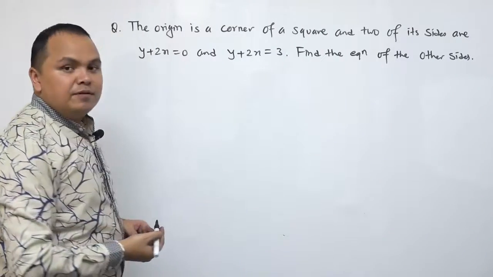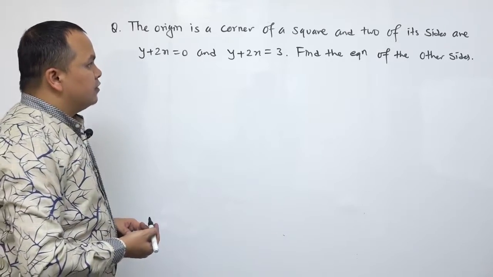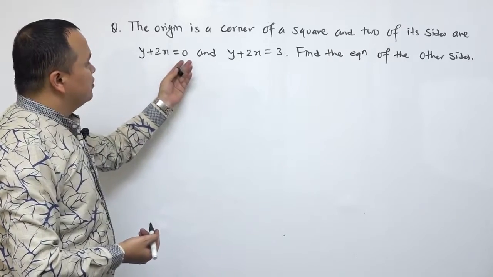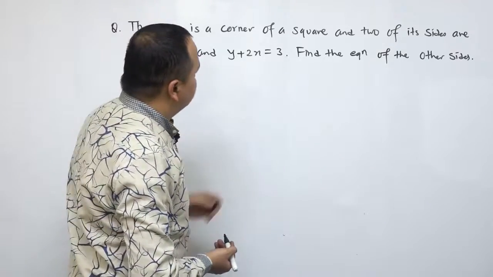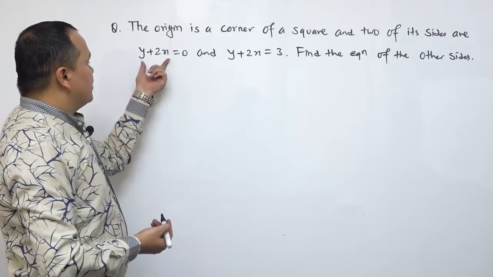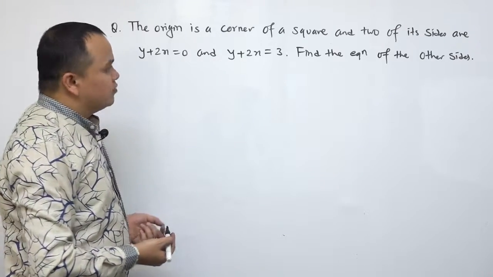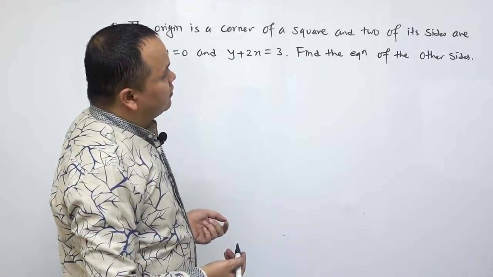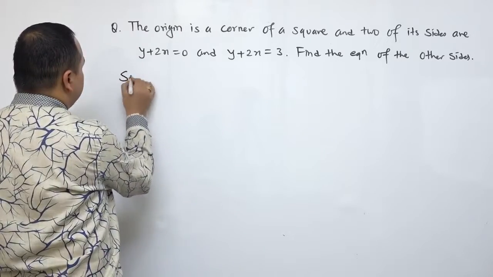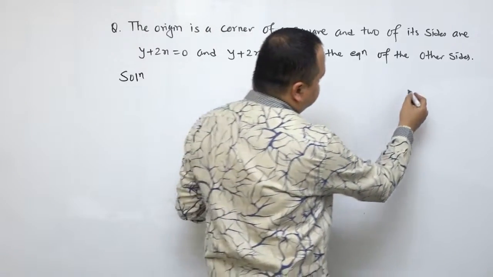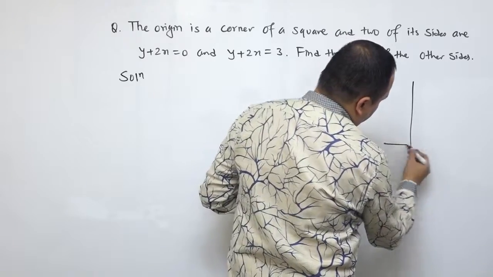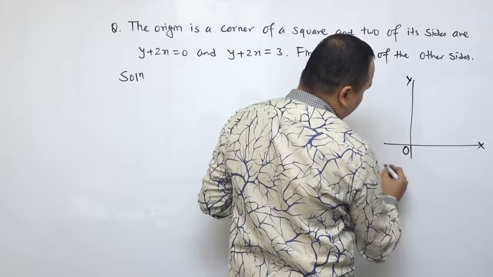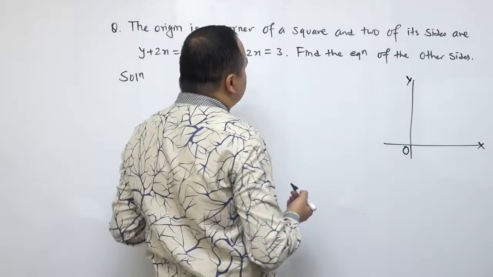We take another example. The origin is a corner of a square and two of its sides are y plus 2x is equal to 0 and y plus 2x is equal to 3. Clearly y plus 2x is equal to 0 and y plus 2x is equal to 3 are parallel. Find the equation of the other sides. This is x-axis, y-axis, origin. Here the origin is a corner of a square.